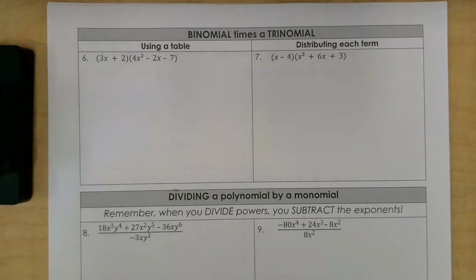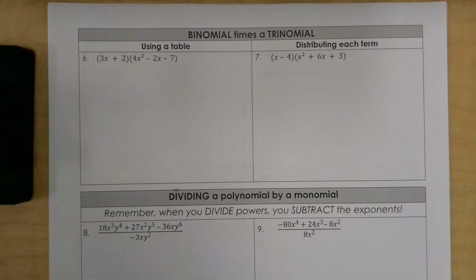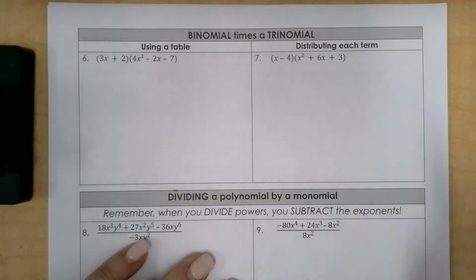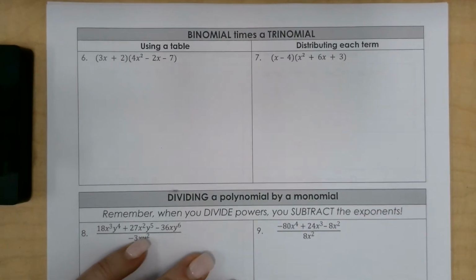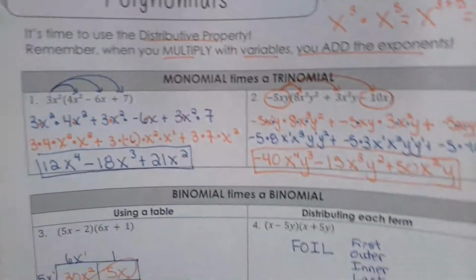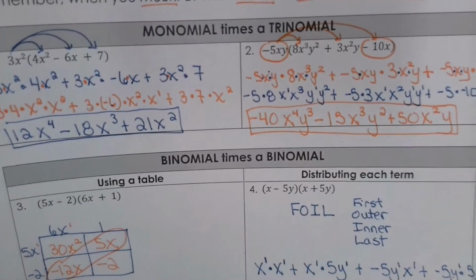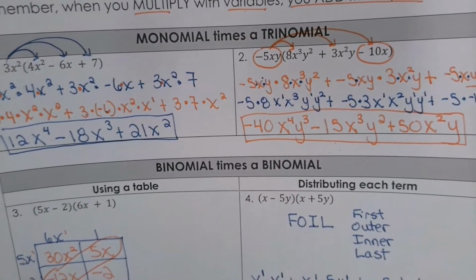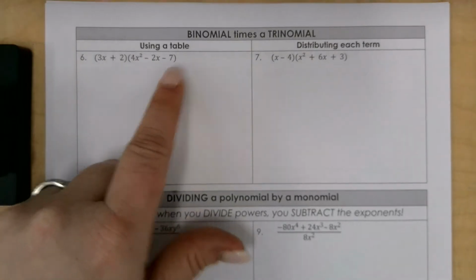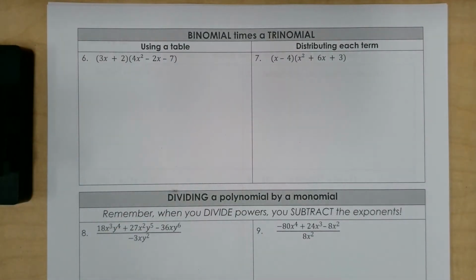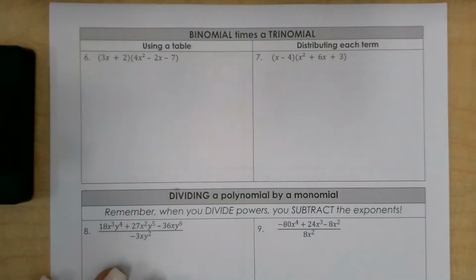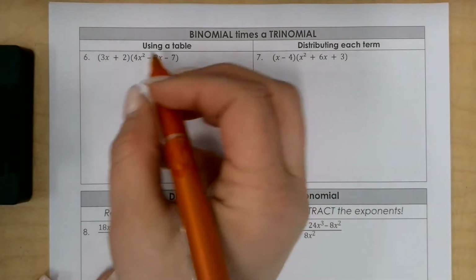Hello and welcome. You should be on page 26 of your Algebra 1 Quarter 3 notebook. In this video, we are going to work on multiplying a binomial, 2 terms, times a trinomial, 3 terms. And as with multiplying a binomial times a binomial on page 25 in our last video, you can do this in 2 ways, using a table or distributing each item.